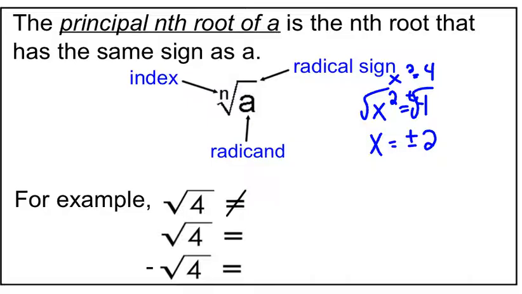Now, if you are given the radical sign, like this one, the square root of 4, we want the answer that's the same sign as the radicand. Okay, so since the 4 is positive, we want the answer of positive 2. The square root of 4 is not negative 2. If you are given the square root of 4, that's the problem. You need to give the sign that's the same as the radicand, the 4.